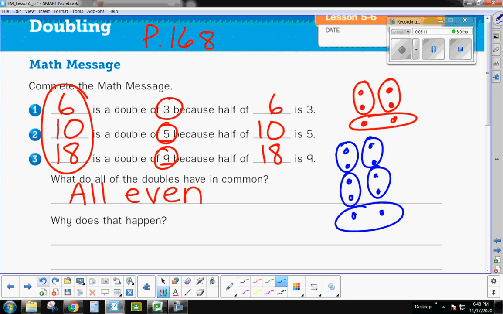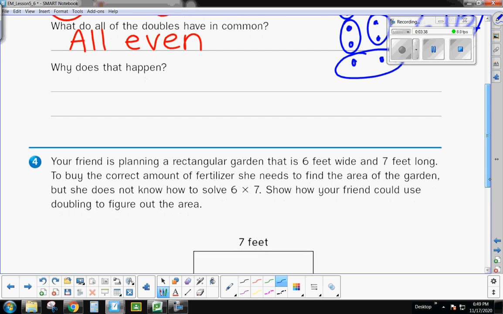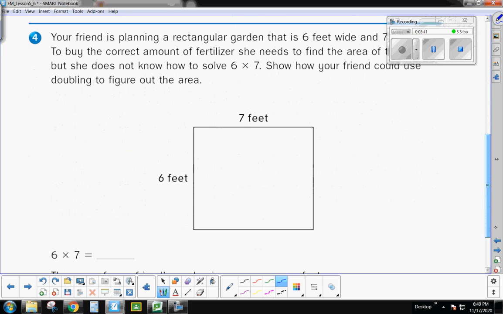Okay, so anytime you're doubling any number, your answer is always going to be even. Even if I'm doubling a number that's already even. So I'm doubling 4. Well, when I double 4, what do I get? 8. If I double 6, what do I get? 12. Right, so even when I'm doubling even numbers, I'm always going to have even numbers. All right, so that's going to be important as we're looking into this doubling strategy. You've got to remember that when you're doing the doubling strategy, you're looking for even numbers. All right, keep that in mind.